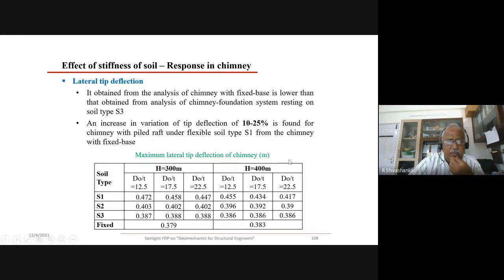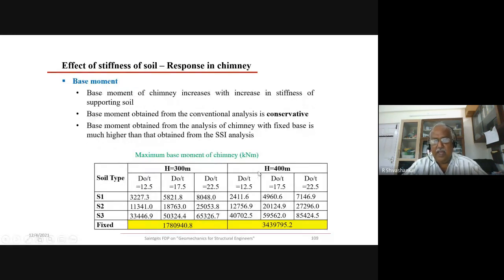This is the maximum lateral tip deflection. So if the soil is soft, then there are more lateral deflections, considering soil structure interaction for different flexibilities of soil. If you don't consider soil structure interaction, you will see that the lateral deflections we get are much lesser, both in the case of 300-meter and 400-meter high chimneys.